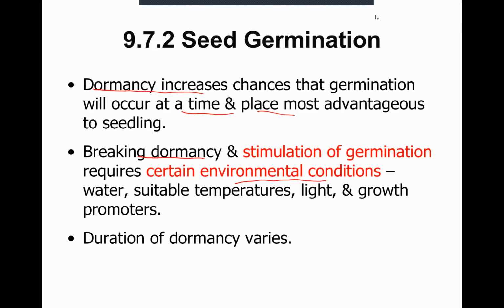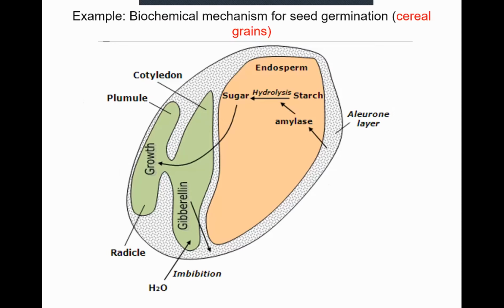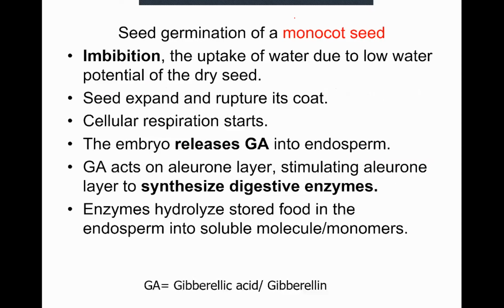Okay, sorry. Right. So, seed will germinate at the proper time and place. Okay. And before the seed can germinate, remember the seed will stay dormant, but the duration of dormancy differs from one species to another species. Okay. So the next question is, what are the mechanisms? So what is the biochemical mechanism for seed germination?